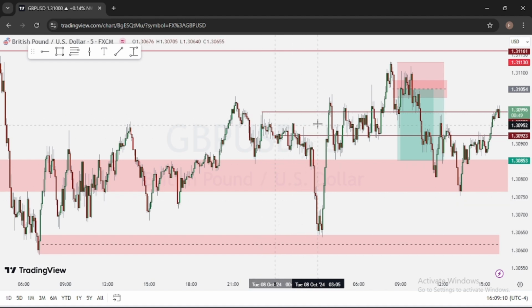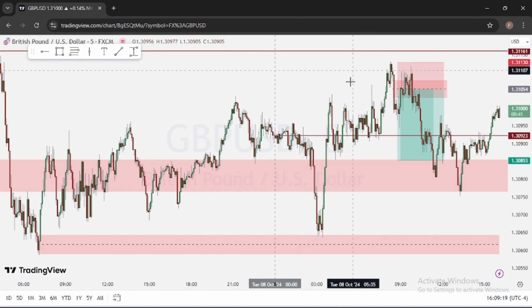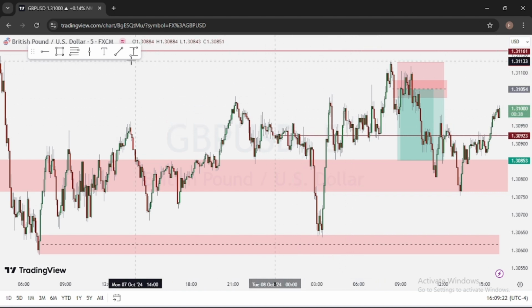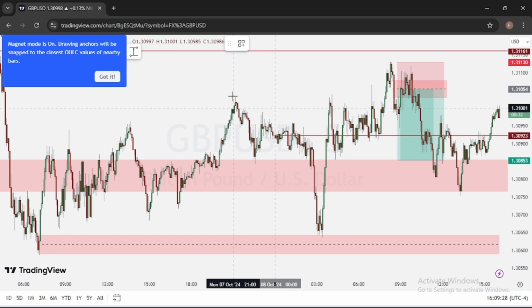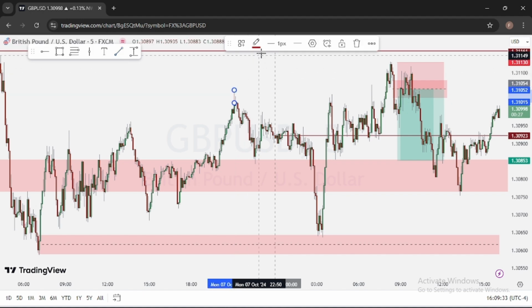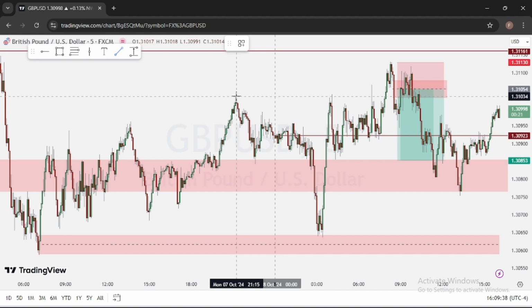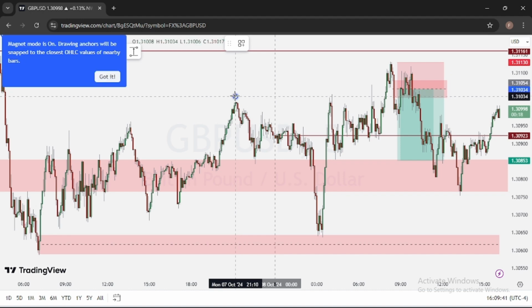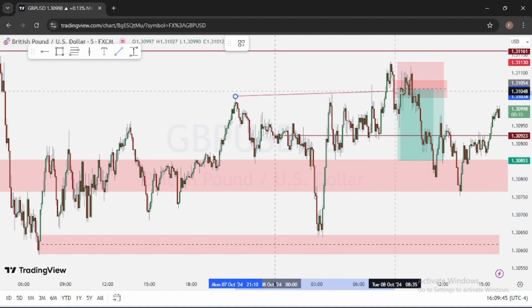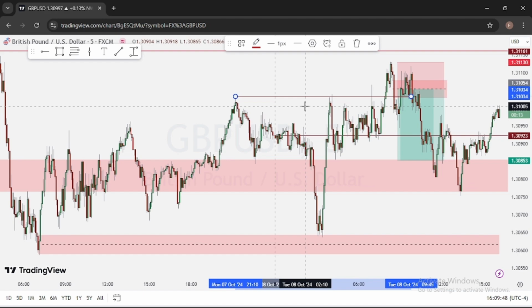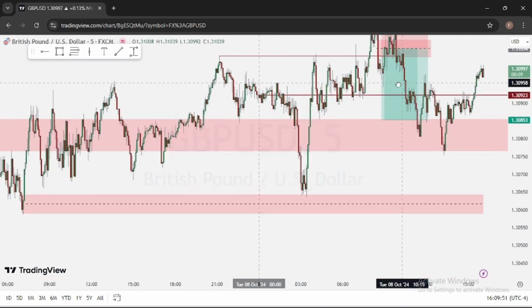And so let me take this off. When price came back during New York, we took these highs out. We took these highs out prior to London.